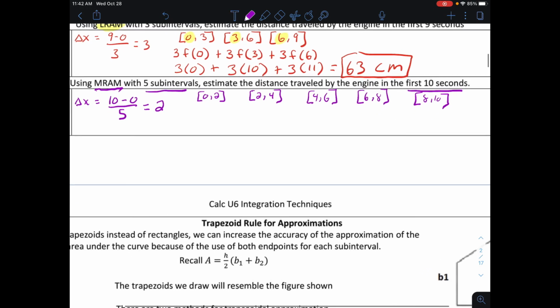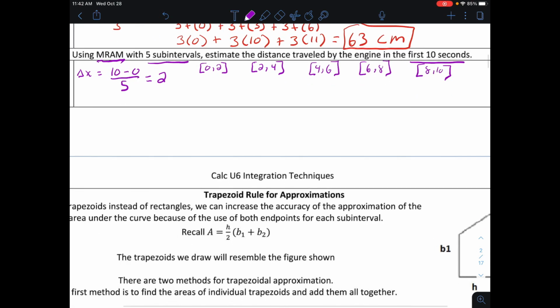Now we're using midpoint rectangular approximation. So within those subintervals, the heights that we're going to use for the rectangles are going to be in the middle of each of these. So I need to find the middle value of each subinterval to determine my height, which would be 1, 3, 5, 7, and 9. And so our area for the individual rectangles would be the width of the interval times the function's value at that midpoint.